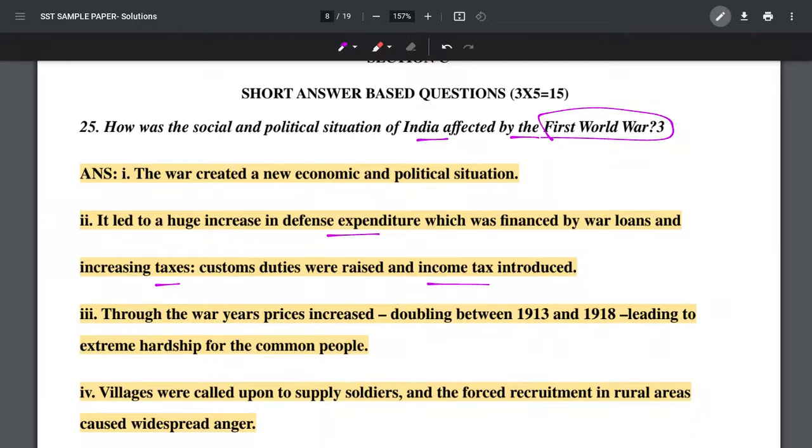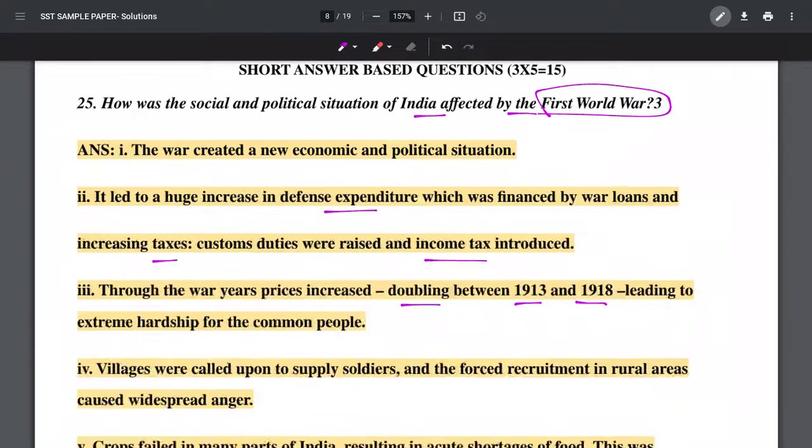So what happened was, for defense, the defense money was very high, which was financed by war loans, and that also had to be paid through taxes. Hence, income tax was introduced. Through the war, prices increased and they doubled between 1913 and 1918, which led to extreme hardship for the common people. For the common people, it became very difficult to do all their work, isn't it?